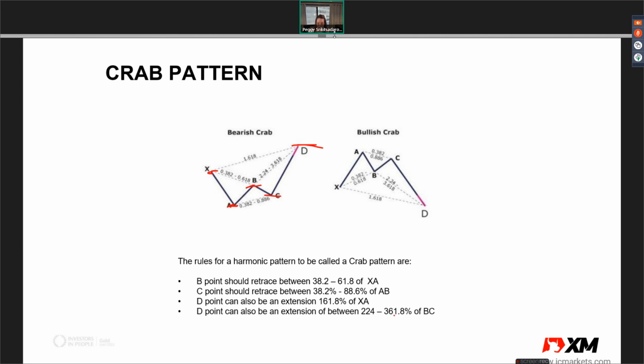between 224% to 361.8% of BC extension to get a D point, and then here should be the PCR zone, and then you sell from here. It's the same for the bullish crab, you need to buy at this point.